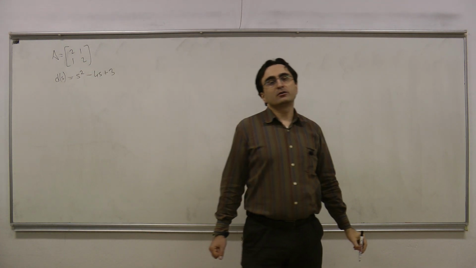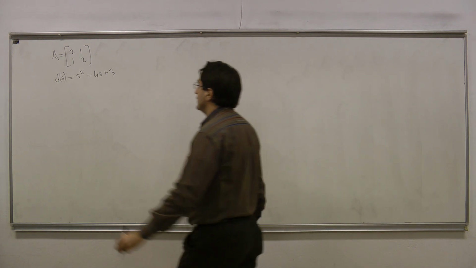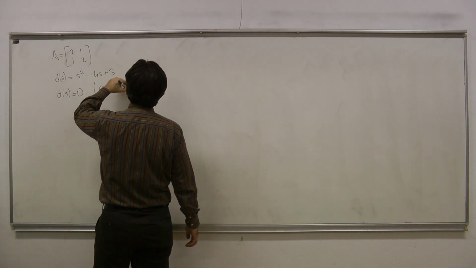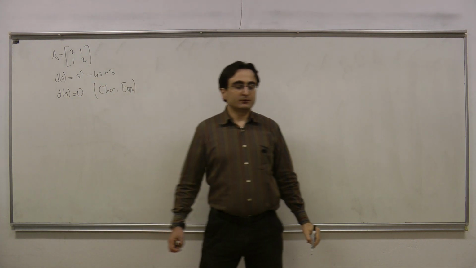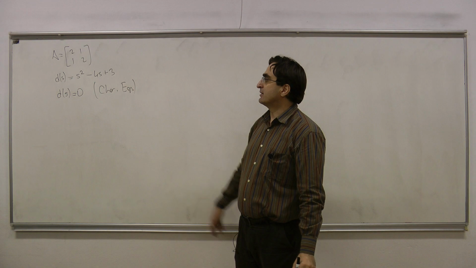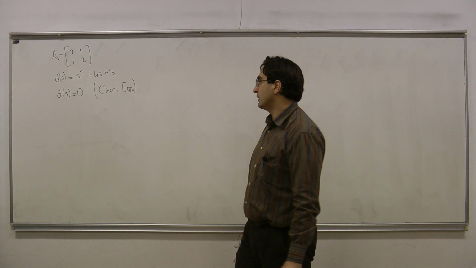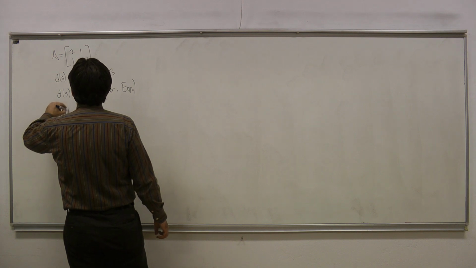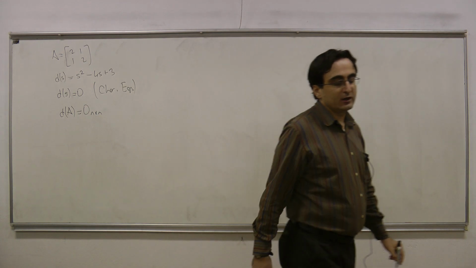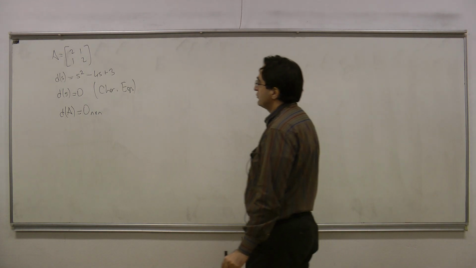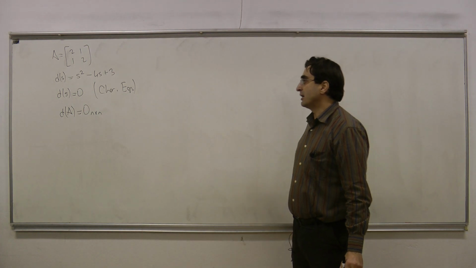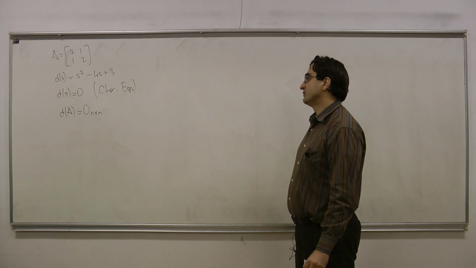Okay? And the characteristic equation corresponding to this matrix would be the following: d of s equals 0. So this is the characteristic equation. And the Cayley-Hamilton theorem is related to whether the matrix itself, A, satisfies this characteristic equation. So here we are wondering about d of A equal to 0, n by n. And this is the characteristic equation for the matrix. And the Cayley-Hamilton theorem basically says that yes, the matrix A satisfies its characteristic equation in this form.